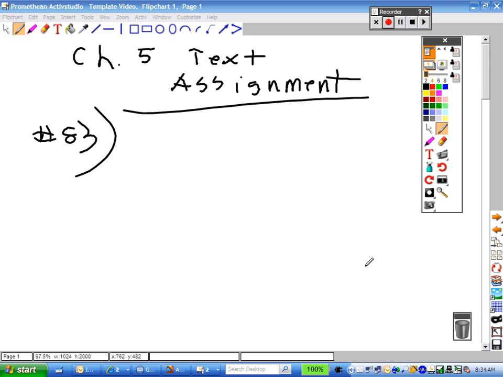Hey, honors physics students, how about some hints regarding the Chapter 5 assignment? Let's start with number 83. These will be brief hints, but at least you'll be able to get started.